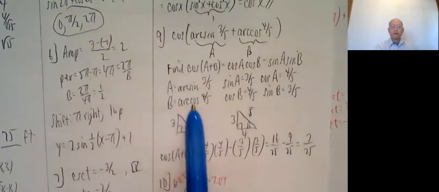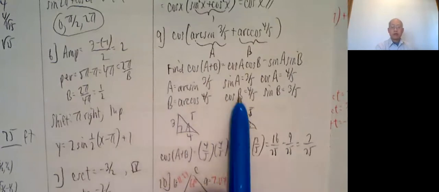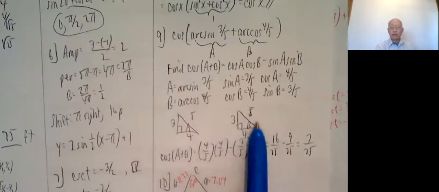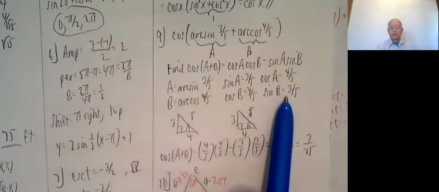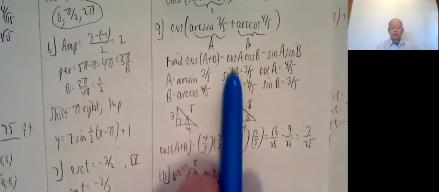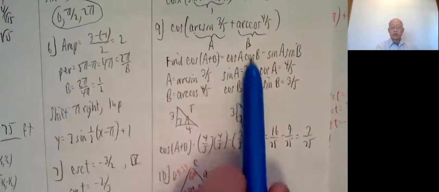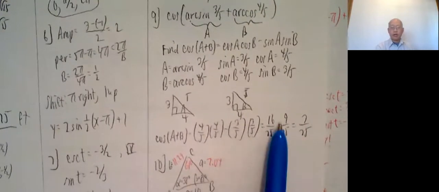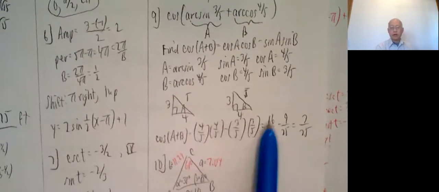B is arc cosine of 4/5. That means cosine of B is 4/5. So here's B. Cosine is adjacent over hypotenuse, so the opposite side must be 3, a 3, 4, 5 triangle. So sine of B is 3/5. Right, so now I just plug everything in. Cosine of A plus B: cosine A is 4/5, cosine B is also 4/5, minus sine A 3/5, sine B is also 3/5. So that's 16 over 25 minus 9 over 25, 7 over 25.